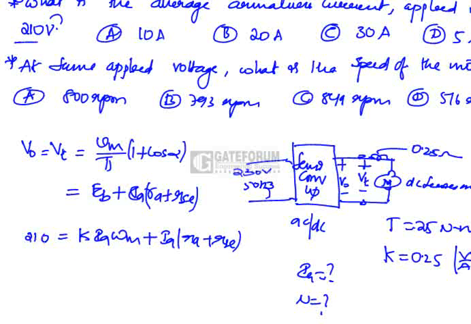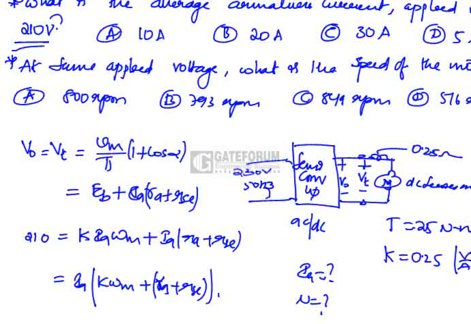Now what is the terminal voltage applied to the motor? It is given as 210 volts. So 210 is equal to IA times K into omega m plus RA plus RSC. Now what we have to find? We have to find the average armature current.